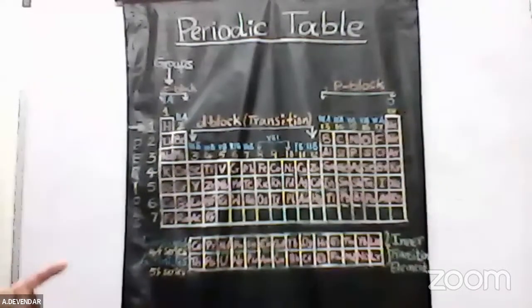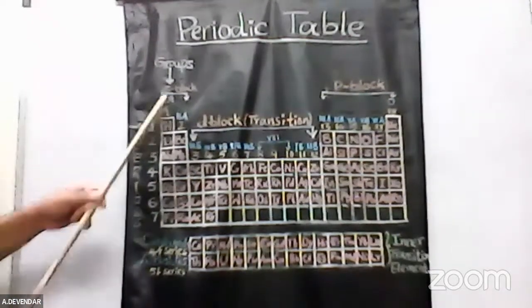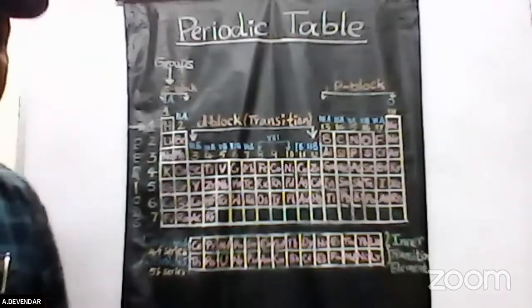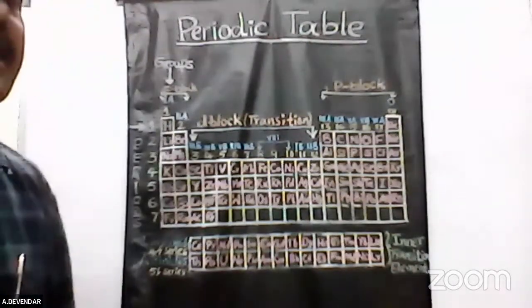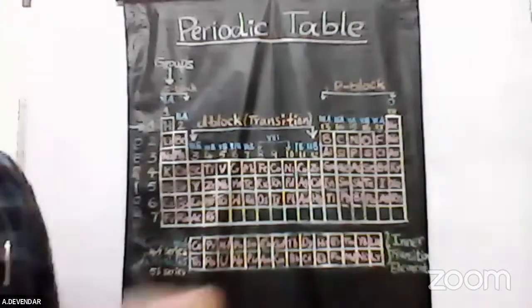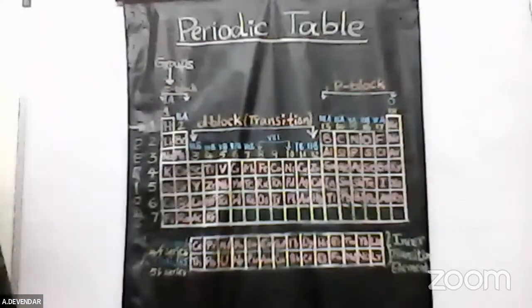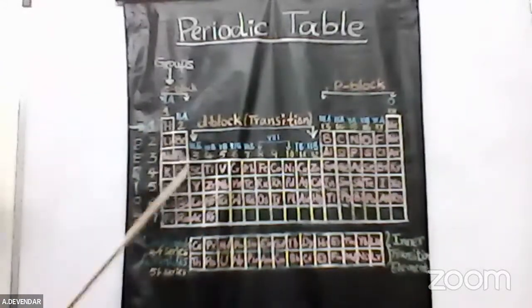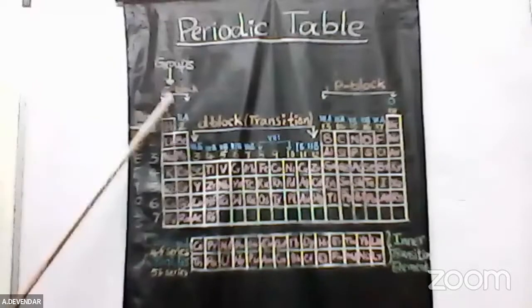See friends, in this particular case, how are the elements arranged? The first A and second A groups belong to the S block elements. Why are they called S block elements? Because the differentiating electron enters the S orbital. The last electron enters that block only. So first group and second group elements belong to the S block: hydrogen, lithium, sodium, potassium, rubidium, and cesium, and beryllium, magnesium, calcium, strontium, barium, and radium. Those are called S block elements.